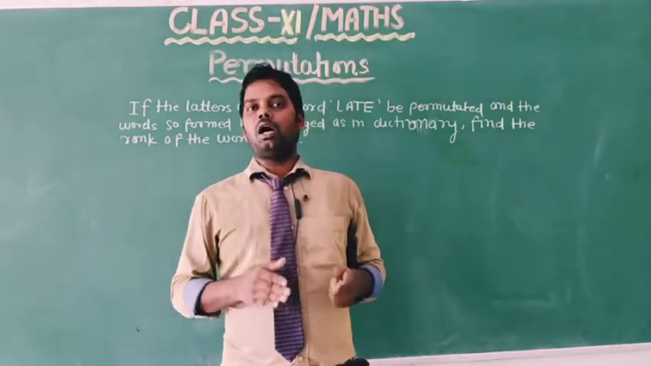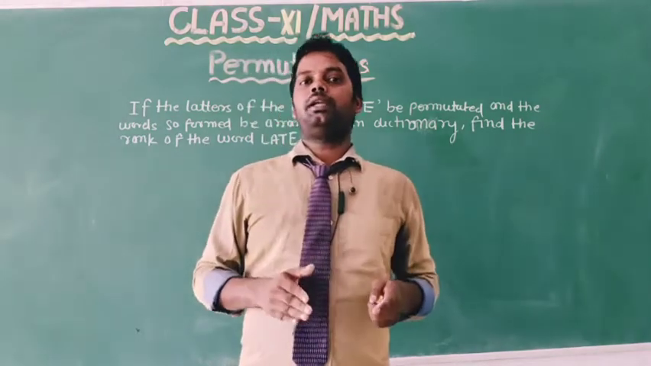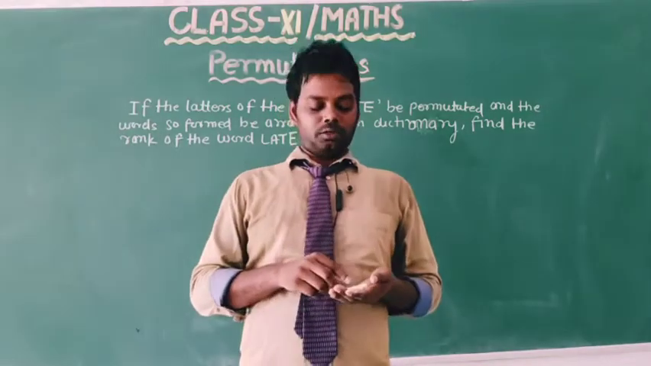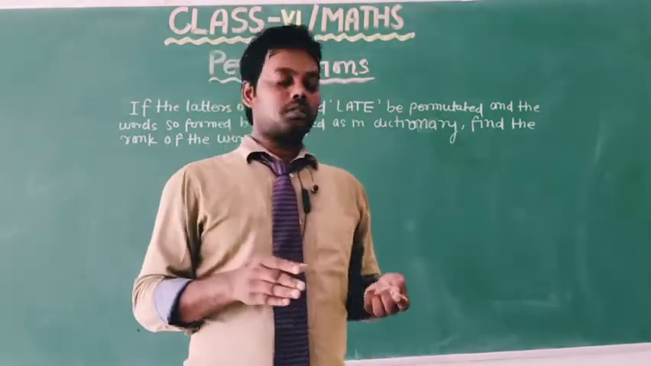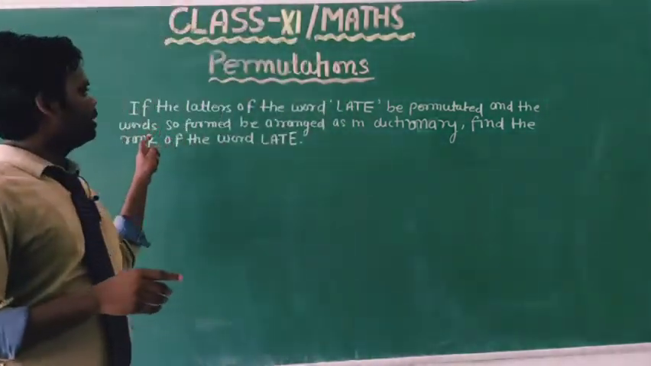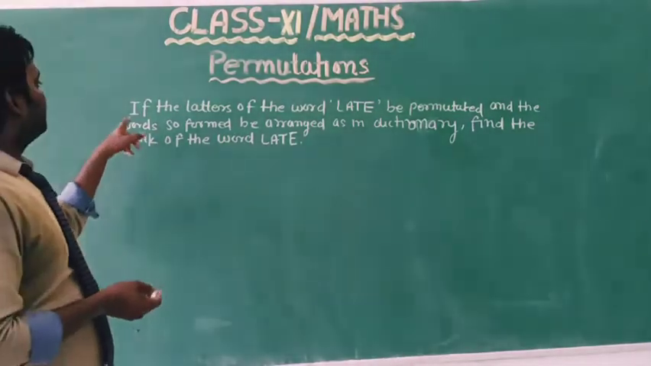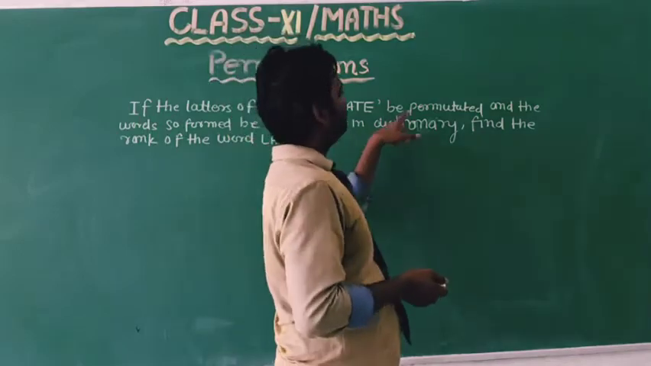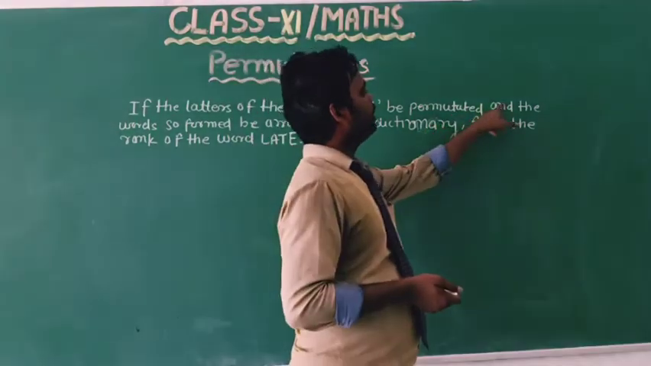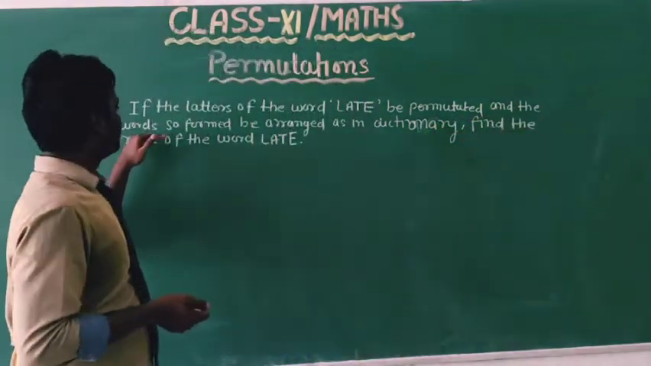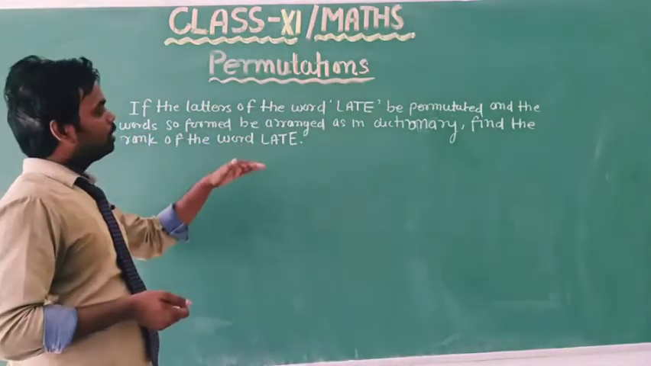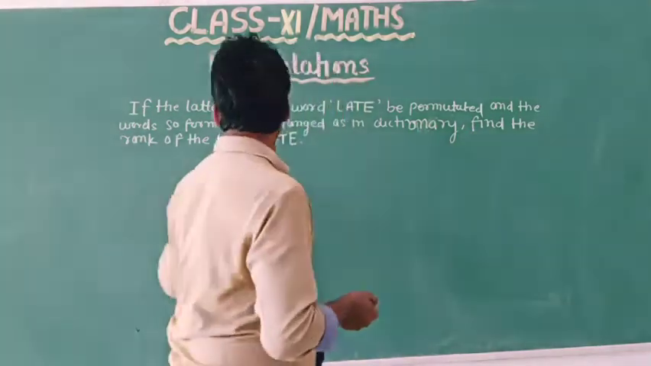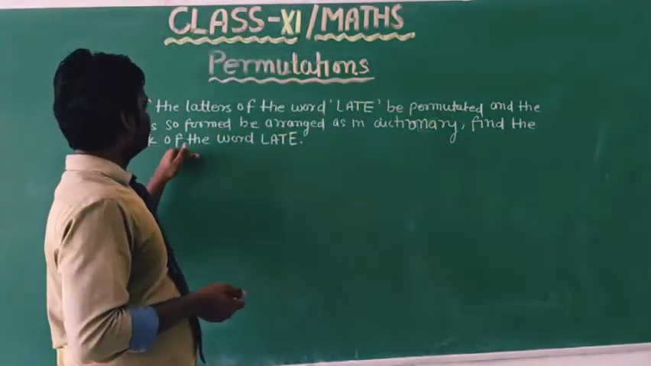I will explain how we can arrange the given letters of a word according to the dictionary. Okay, so let's begin with an example. If the letters of the word LET are permuted and the words so formed are arranged as in a dictionary, find the rank of the word LET.